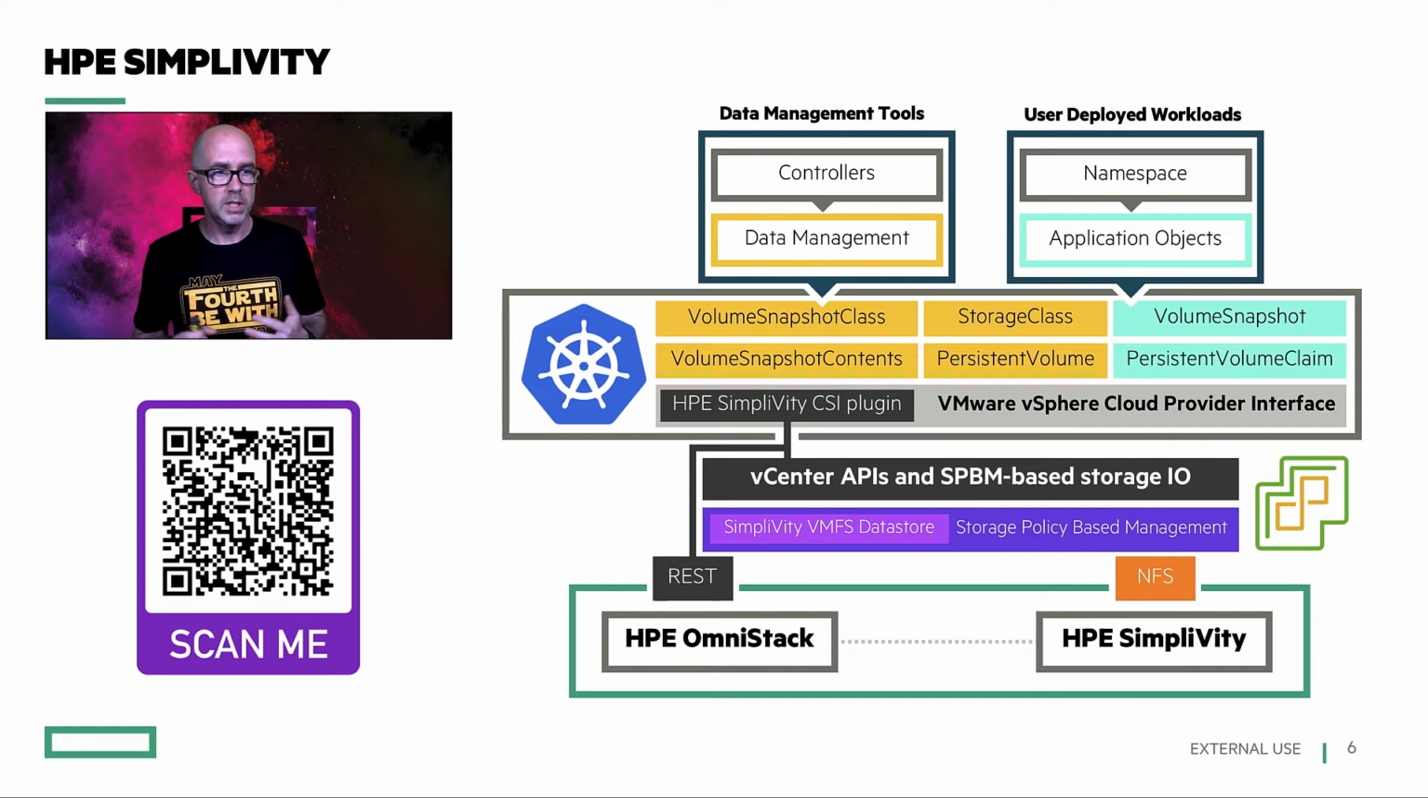And looking at how HPE SimpliVity provides value to Kubernetes, they have an HPE SimpliVity CSI plugin that leverages the VMware vSphere Cloud Provider Interface. They've also augmented this CSI plugin to be able to perform snapshots and clones of the VMDK files stored on the NFS datastores that have been integrated into SimpliVity. That way, data management tools like Kasten or Commvault or anything like that can leverage these volume snapshot classes and perform volume snapshots of your applications from your user-deployed workloads.